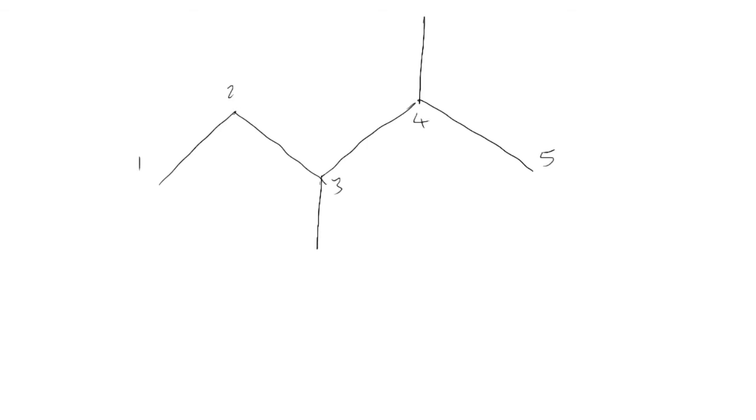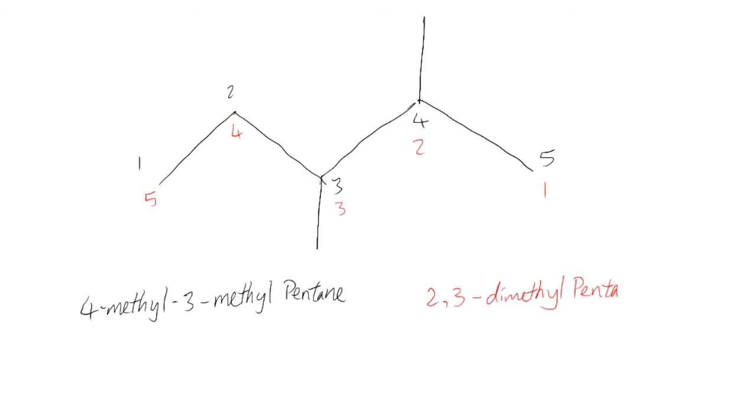There are two other rules for naming, the first of which is that you should use a duplication prefix for multiple identical side chains. The second is to use the lowest number possible. So for this molecule, instead of calling it 4-methyl 3-methylpentane, it's called 2,3-dimethylpentane.